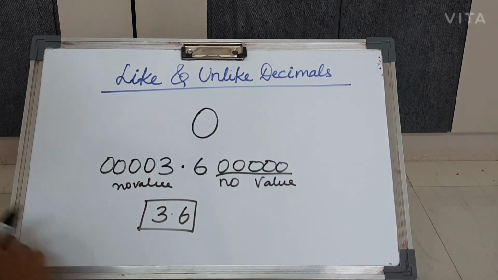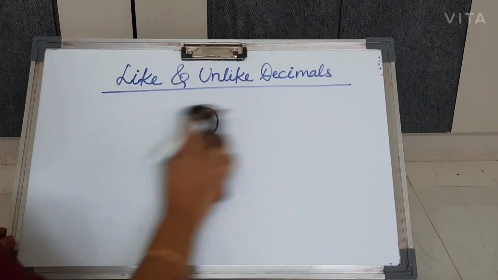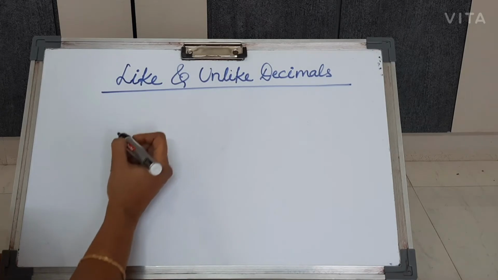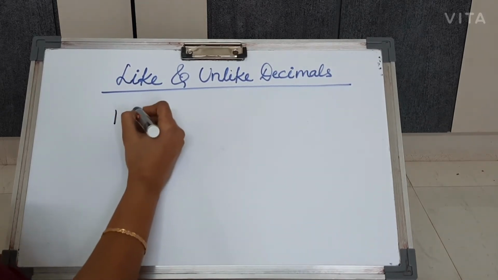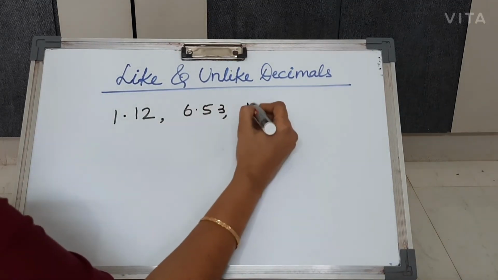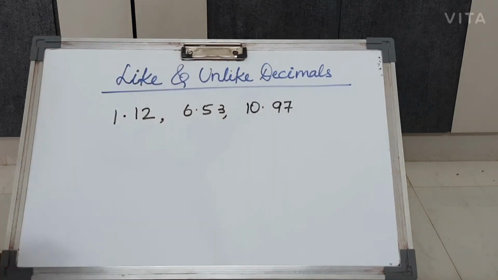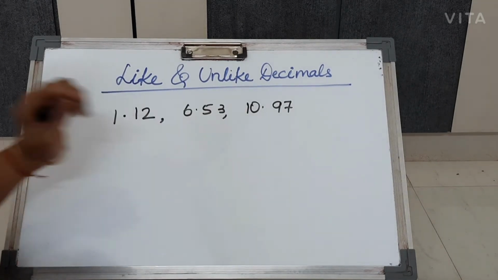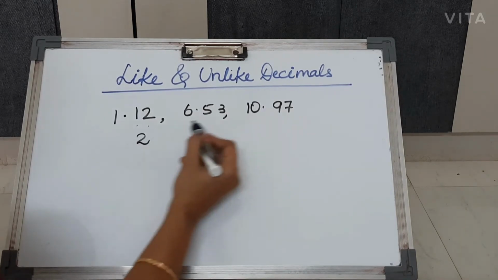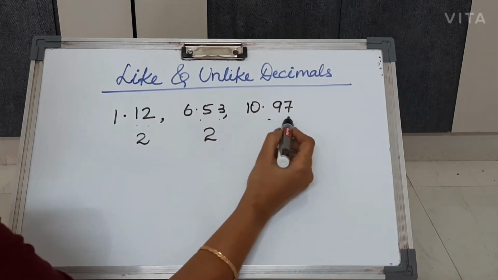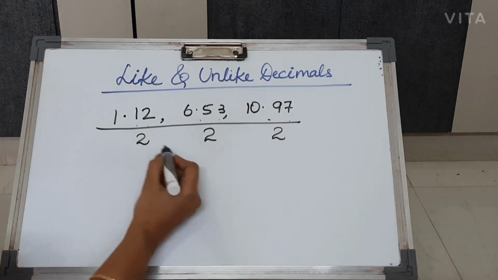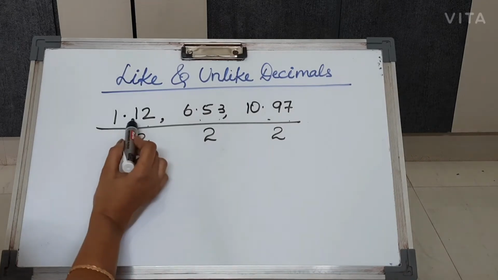Now I am going to explain like and unlike decimals with the help of 0, and how we are going to convert them. Suppose we have the numbers 1.12, 6.53, 10.97. You can see the similarity here: after the decimal there are 2 numbers in each. So all 3 numbers have 2 decimal places, that is the 10th and 100th place value.